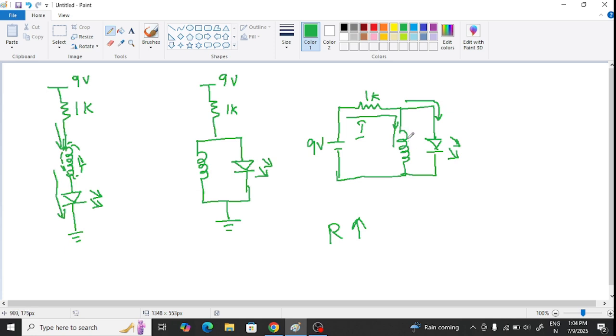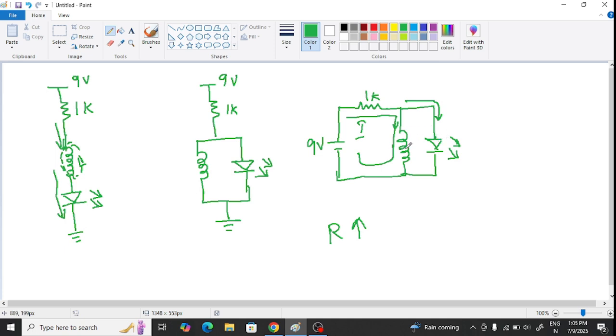Since there is no resistance in this inductor, all the current will be flowing through this inductor and it will reach your negative. So this will act as a short circuit and no current will flow through this LED. So when you connect an inductor in parallel to your LED, it will not glow.